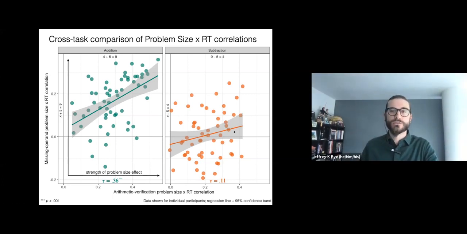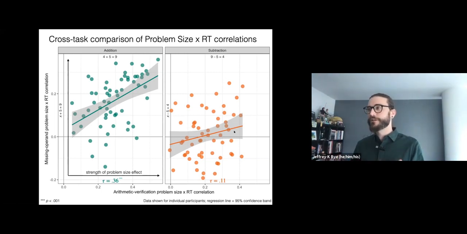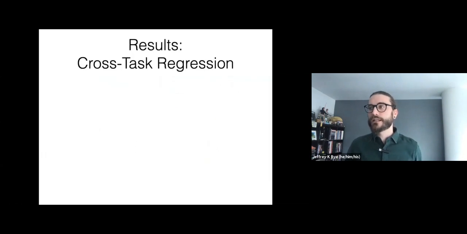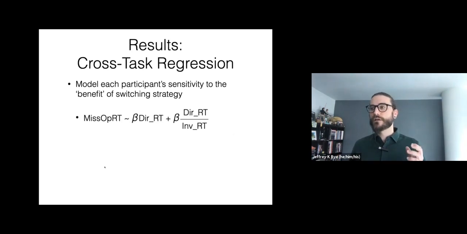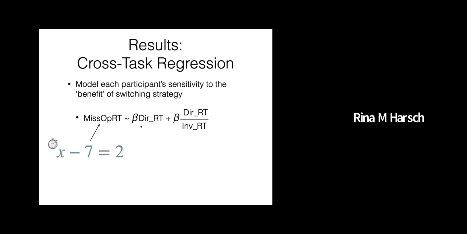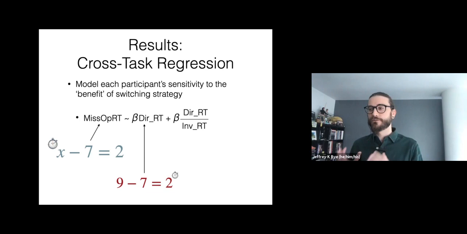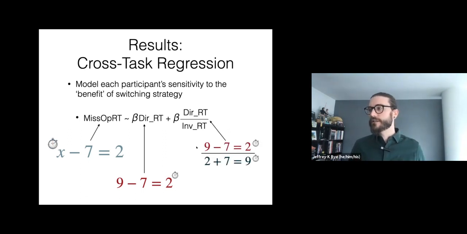So what we really want to know is, again, how do people think about these missing operand algebra problems if you can go either of these two routes? In order to get at this, we performed a regression model for each individual participant, where we tried to predict their missing operand reaction time, for example, how long does it take you to answer this question, as a function of the direct match reaction time. In this case, that would be how long does it take you to answer 9 minus 7 equals 2, as well as this ratio of the direct over the inverse. So this is how long it takes you for the direct route divided by how long it takes you for the inverse.